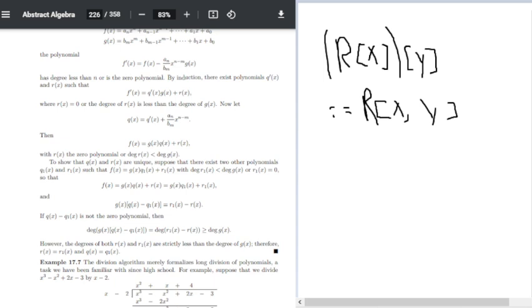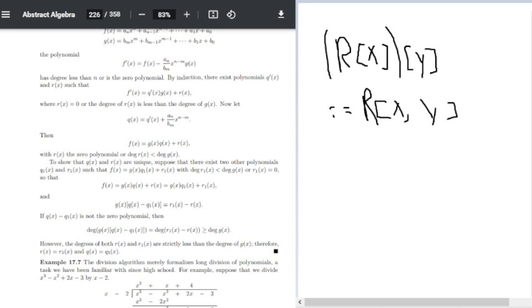However, the degrees of both r(x) and r1(x) are strictly less than the degree of g(x). Therefore, r(x) is equal to r1(x) and q(x) is equal to q1(x). Oh, that's very clever. I like that. That's a nice proof. Alright.